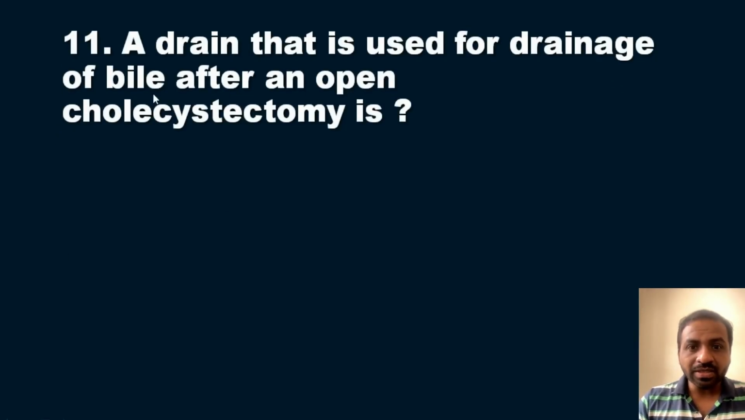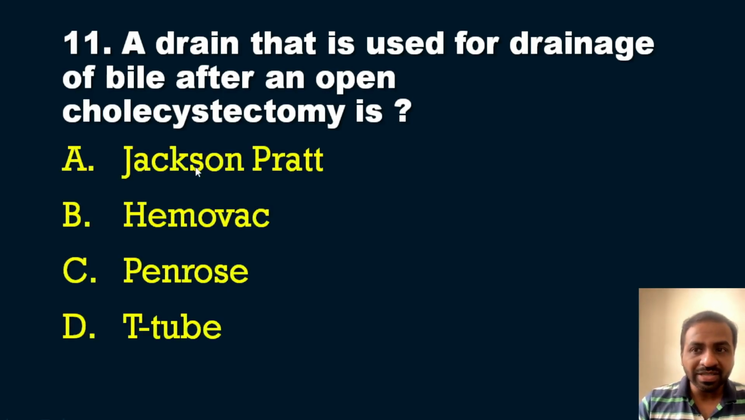The question is: a drain that is used for drainage of bile after an open cholecystectomy is. So the question is very clear. The particular drain that is used for drainage of bile after cholecystectomy. The options are: the first one is the Jackson-Pratt drain, the second option is the Hemovac drain, the third option is the Penrose drain, and the final option is the T-tube.